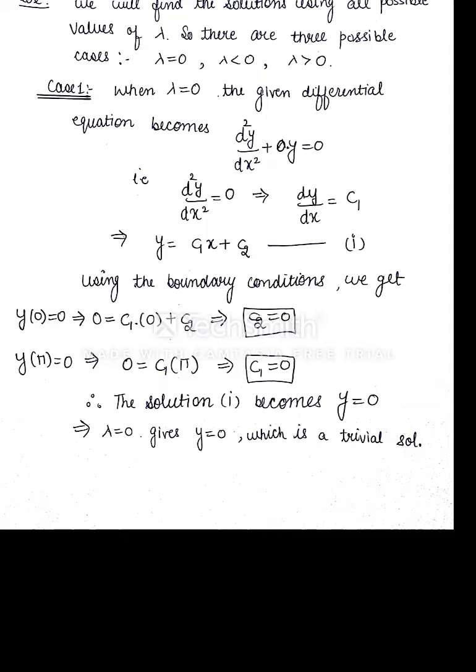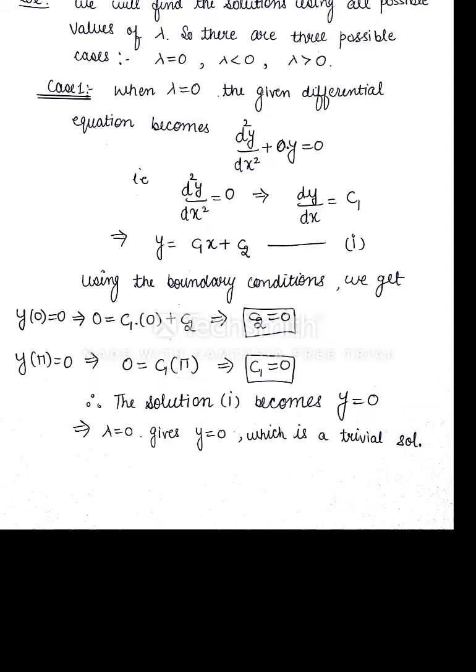So the solution with c1 = 0 and c2 = 0 becomes y = 0, which is a trivial solution. So corresponding to λ = 0, we are getting y = 0, which is a trivial solution, and so we are not interested in this solution. And so we will move further.